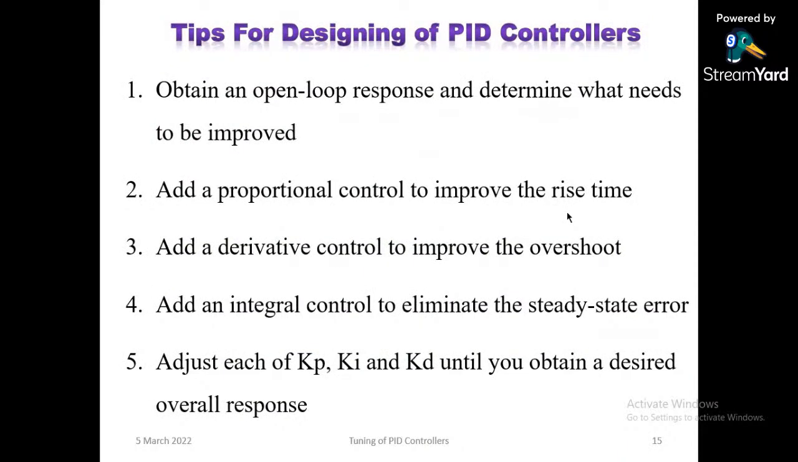Now, before proceeding to the actual PID controllers, let's have some tips. Thumb rules are set for designing the PID controllers: how to set or how to calculate the values of KP, KI, and then KD. Okay. So first of all, do one thing. Obtain an open loop response. Given a plant, just apply input, take output. Don't make it closed loop. Open loop. Take the plant, apply input, get the output, and determine what needs to be improved.